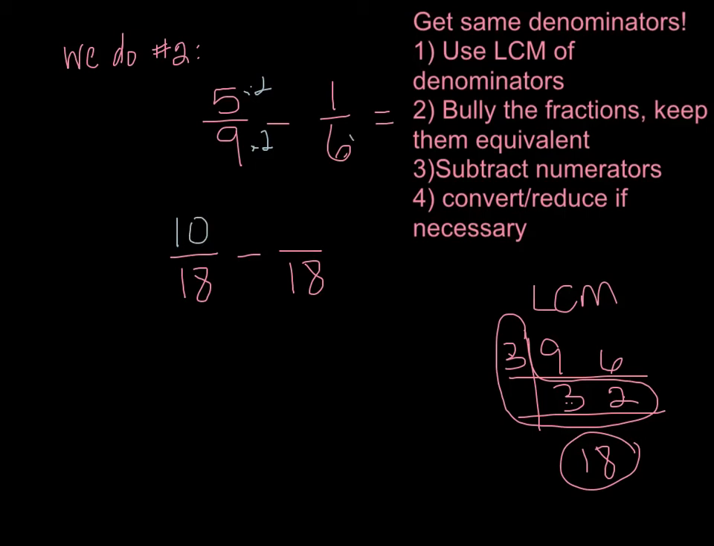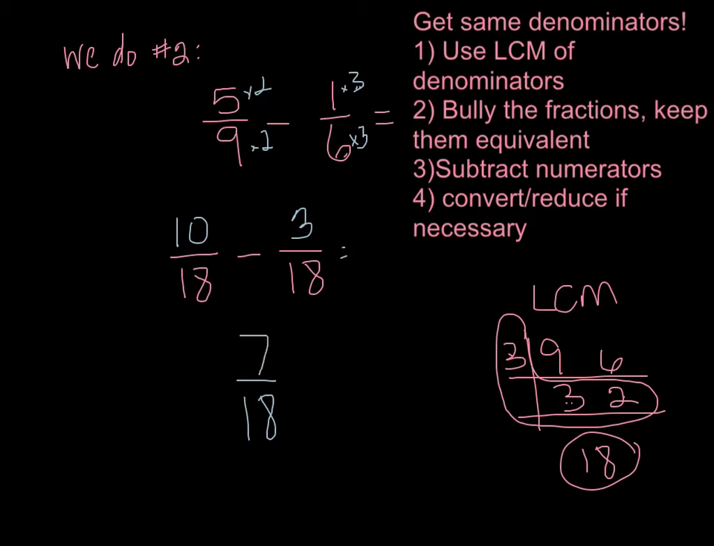And what do I do to 6 to get him to become 18? What do I multiply him by? 3 is right. And 1 times 3, so do the same to his best friend. 1 times 3 is 3. Okay, now I have denominator 18, and I'm not going to add, I'm going to subtract. 10 minus 3 is 7.